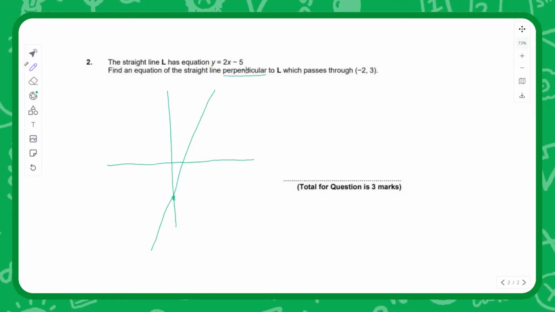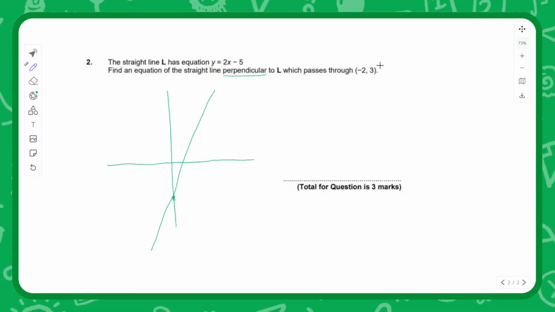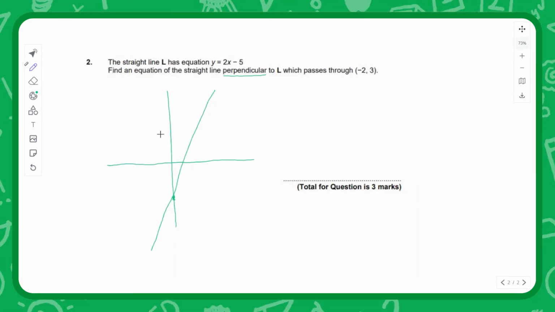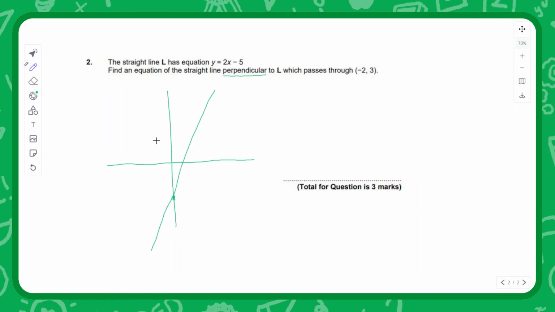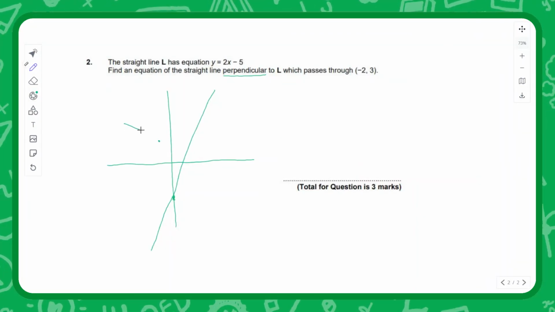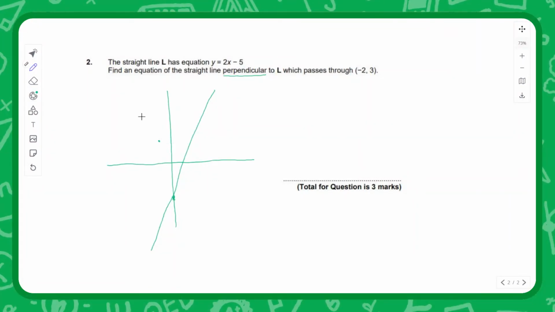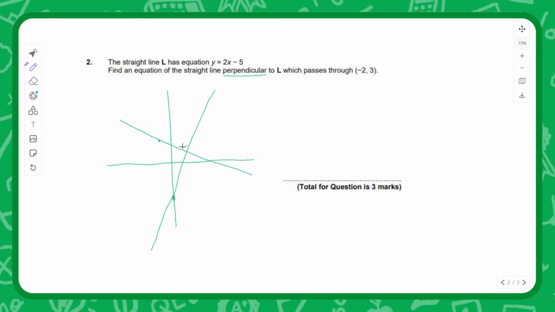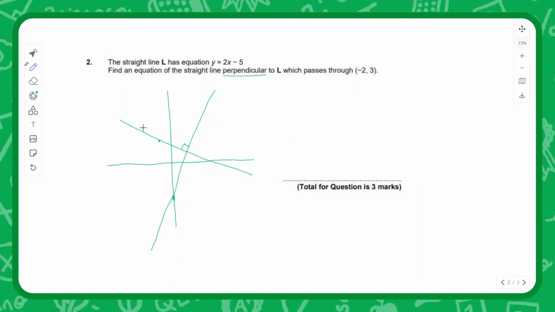And I want to work out the perpendicular line that passes through minus 2, 3. Well, if it's passing through minus 2, 3, it's going to pass through that point there, roughly there. And it's going to be perpendicular. So I can't draw today. So it's going to look something like that. That's going to be my perpendicular line.